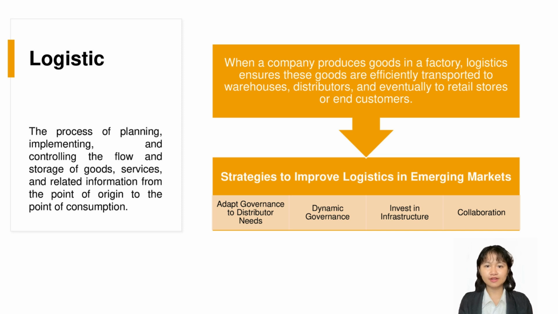So we will talk about strategies to improve logistics in emerging markets. There are four. 1. Adapt governance to distributor needs, like matching governance strategies, economic or relational, with the distributor's role in the relationship stage. 2. Dynamic governance, being flexible and adapting to market changes to maintain efficient distribution. 3. Invest in infrastructure, such as improving warehouses, transportation, and technology to streamline logistics. 4. Collaboration, working closely with distributors to solve logistical issues and optimize delivery routes.